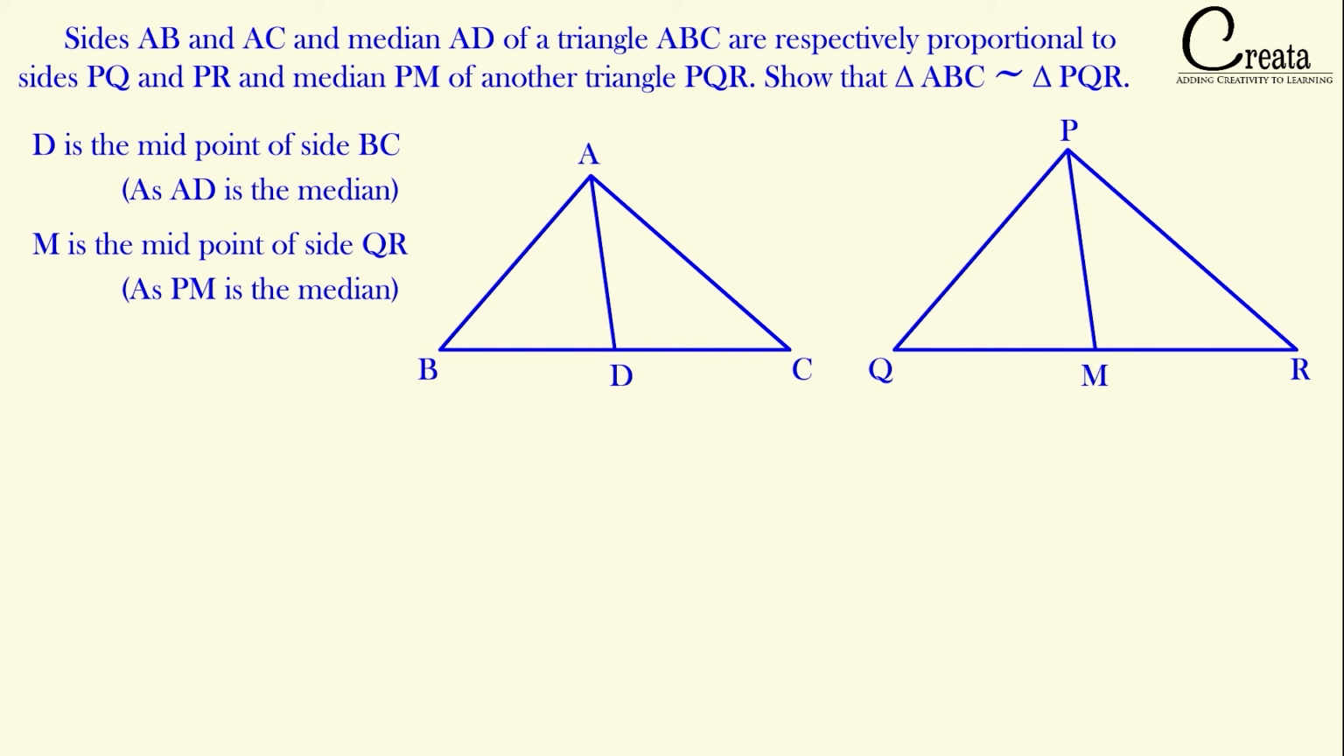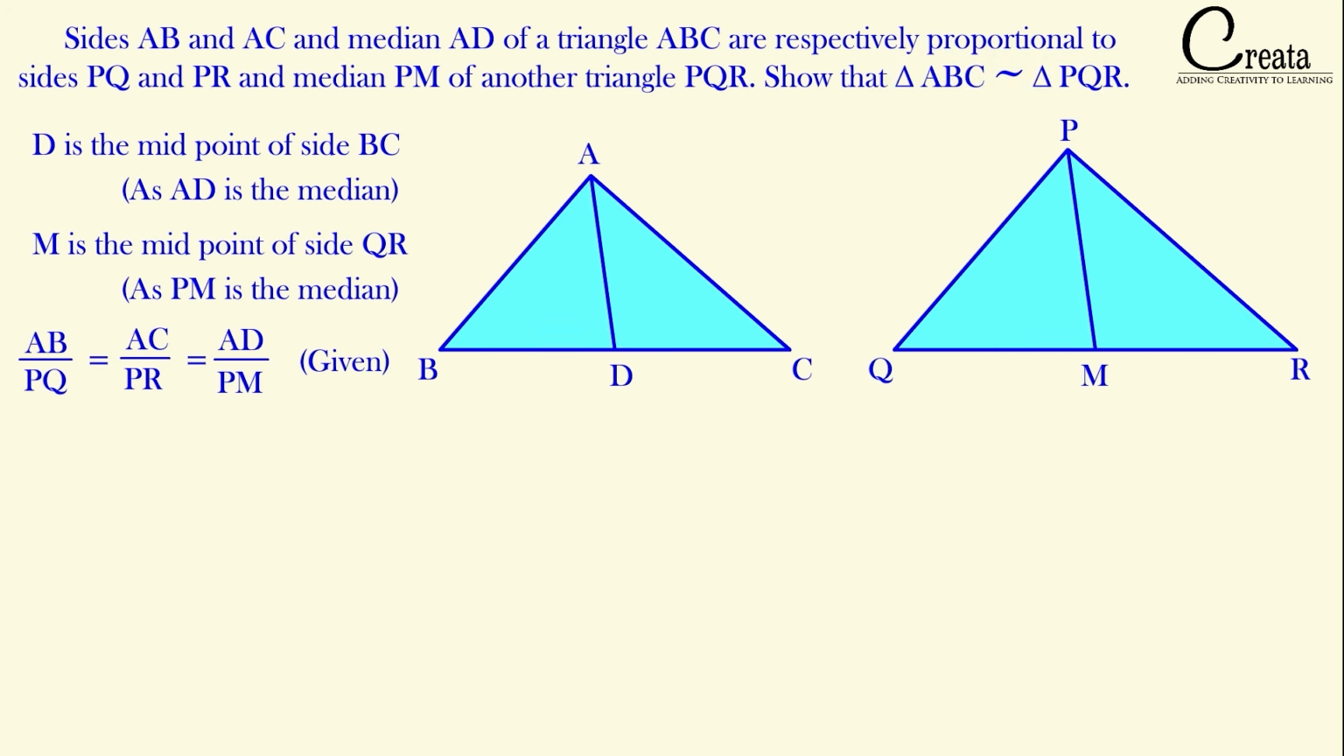Further, it is also given that AB and AC and median AD of triangle ABC are respectively proportional to side PQ and PR and median PM of triangle PQR. It basically means AB upon PQ is equal to AC upon PR is equal to AD upon PM. These ratios are given as equal to each other. So this is the given part, and we have to show that triangle ABC is similar to triangle PQR. So let's proceed with this question.